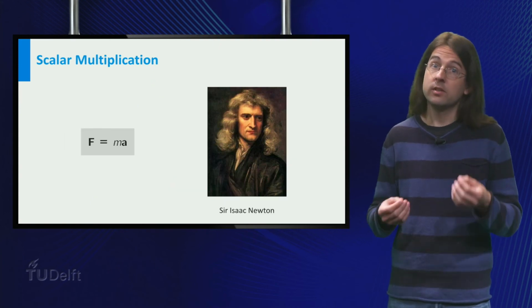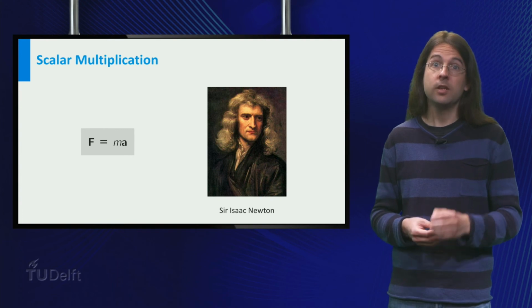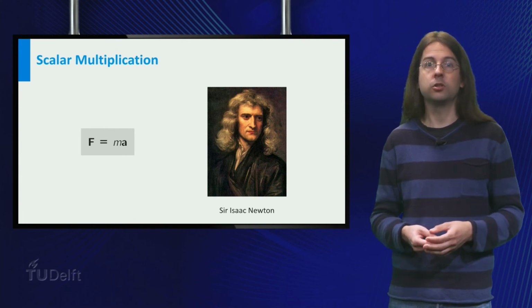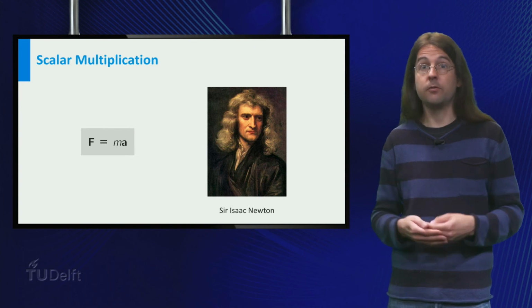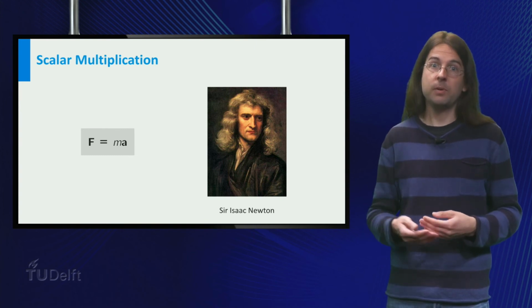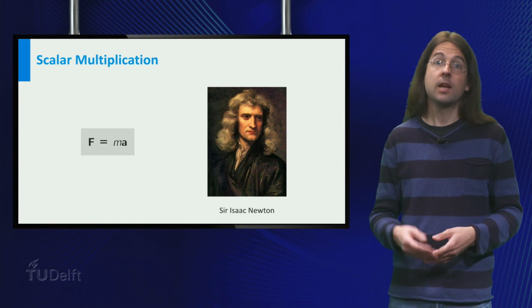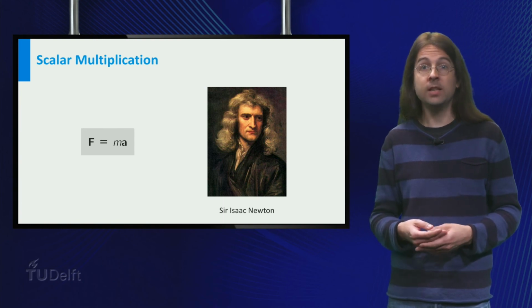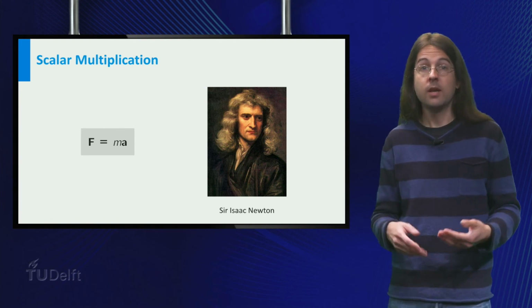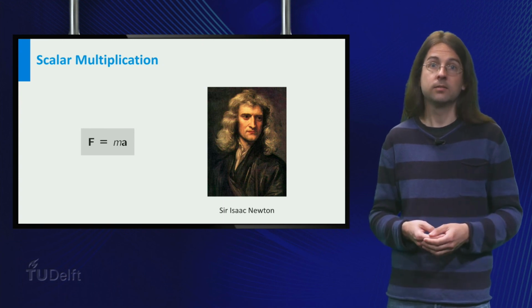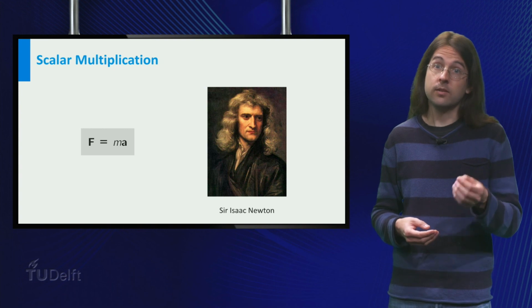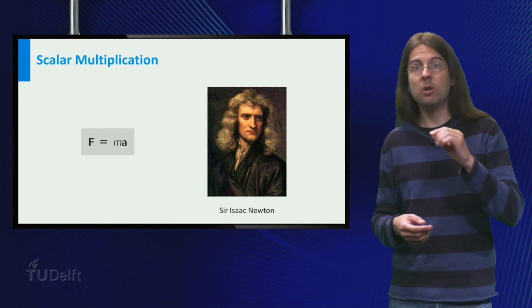One application that involves scalar multiplication is Newton's second law of motion, F equals m times a. Here F is a force, and as we explained, this is a vector. M is the mass of an object, which is a scalar, and a is the acceleration, which is again a vector. Indeed, acceleration has a direction as well as a size.